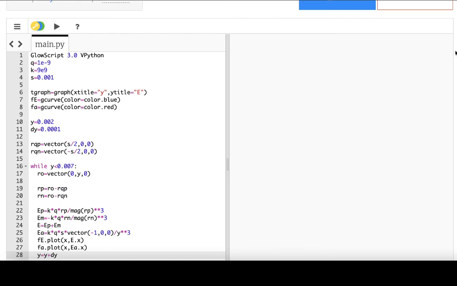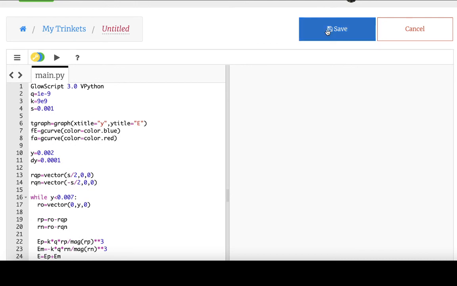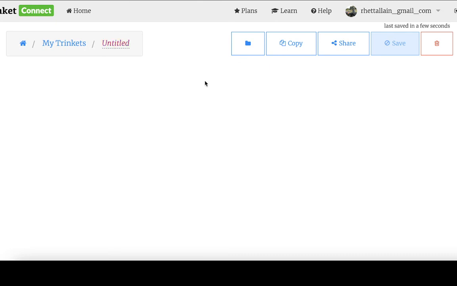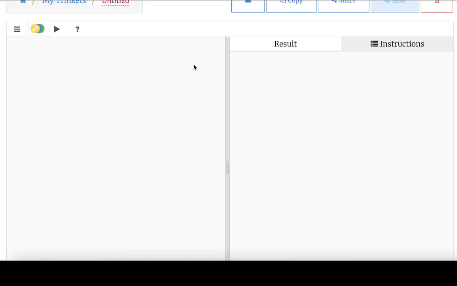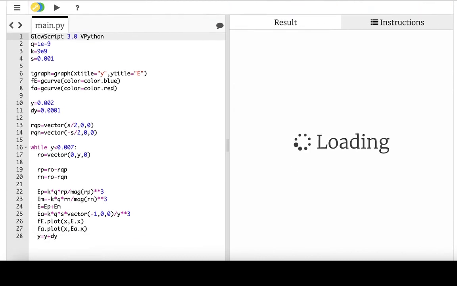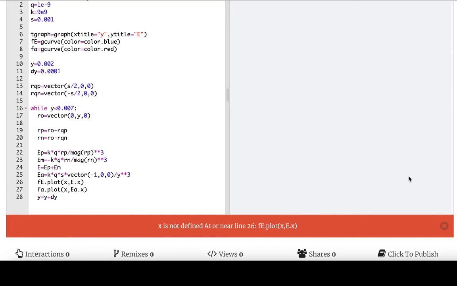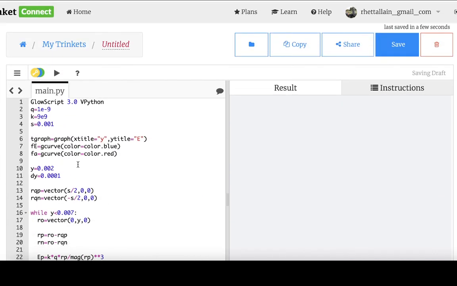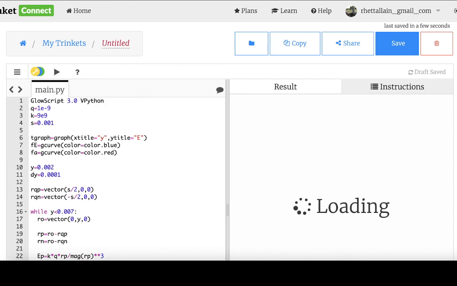Okay, let's save this and see if it works. I didn't give it a name. That was my mistake. I'll change the name. I'm going to give you this code too. Okay, now I'm going to run it. This is the scary part. Yep, I got an error. X is not defined at or near line 26. Oh, Y. This is supposed to be Y. Dummy.